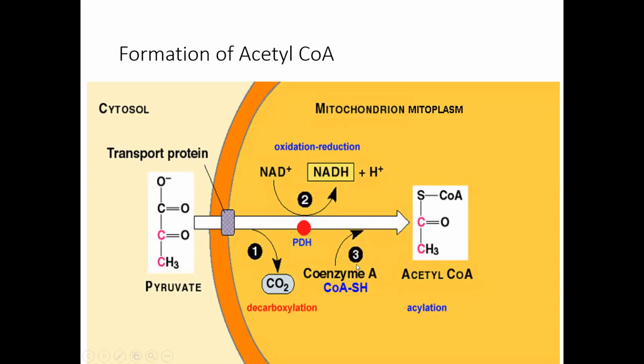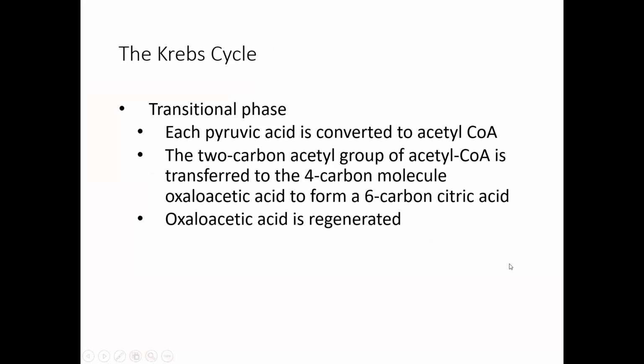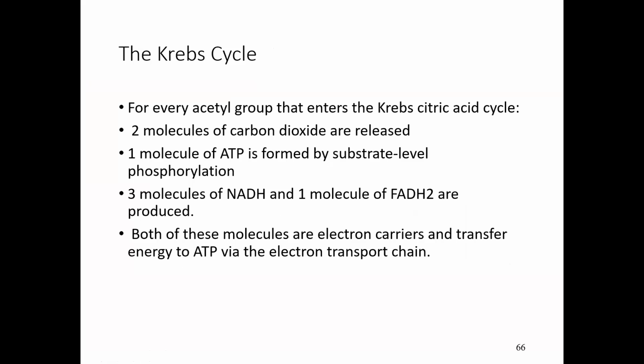Then we react it with coenzyme A and we get acetyl-CoA. Okay, that's great. We made what we needed to prime the pump of the Krebs cycle. And we start the Krebs cycle with citric acid. Citric acid is just the combination of acetyl-CoA and oxaloacetate, a 2-carbon and a 4-carbon.